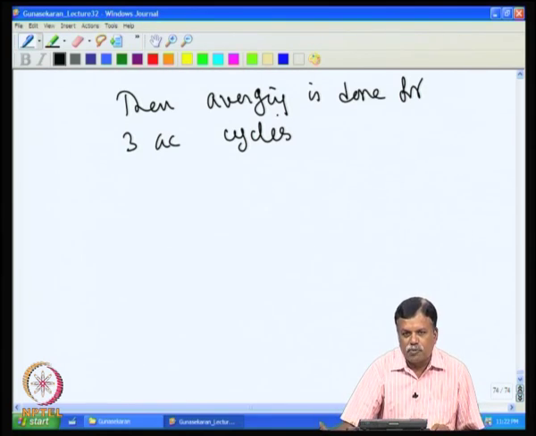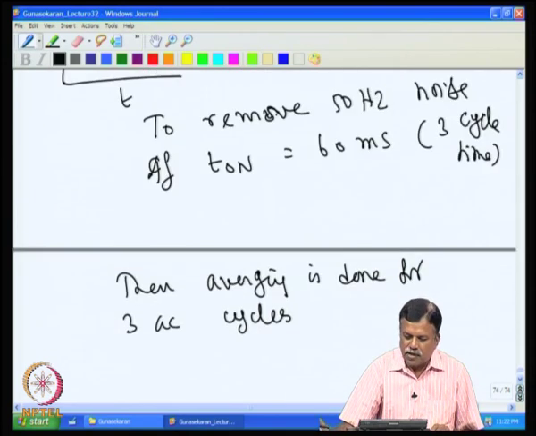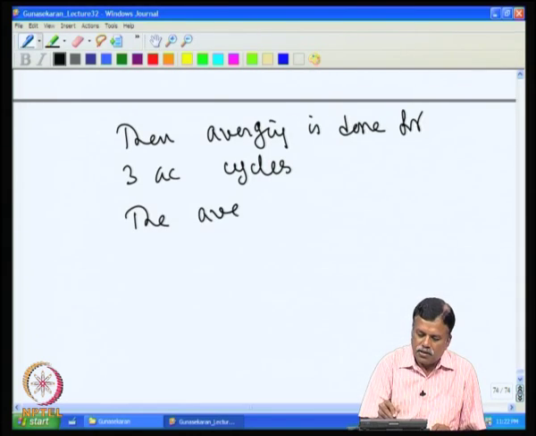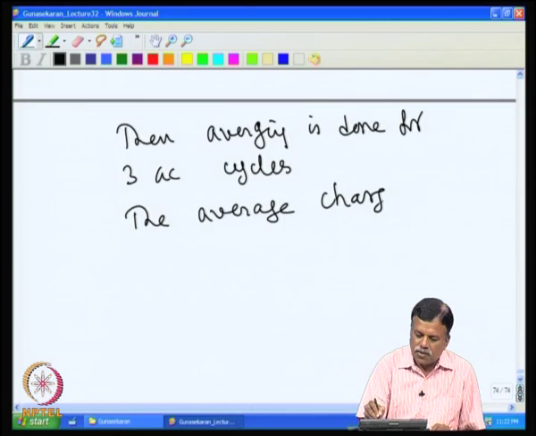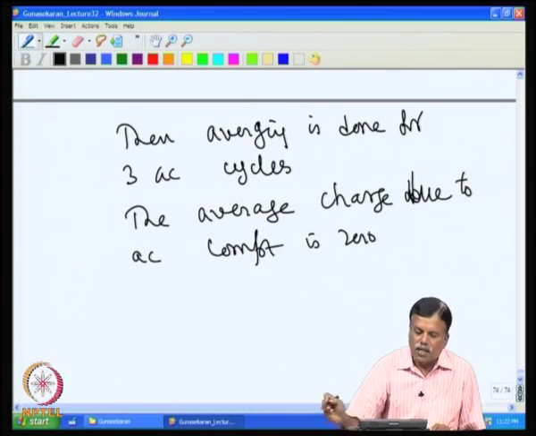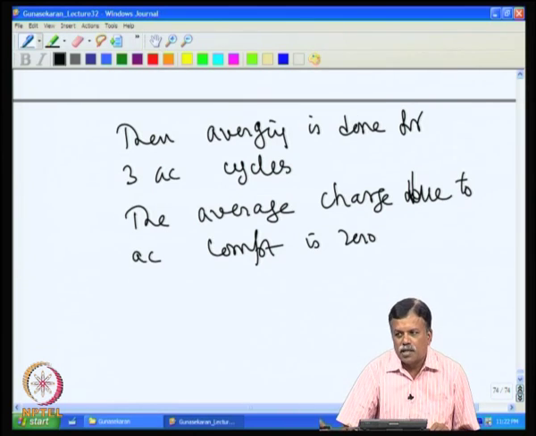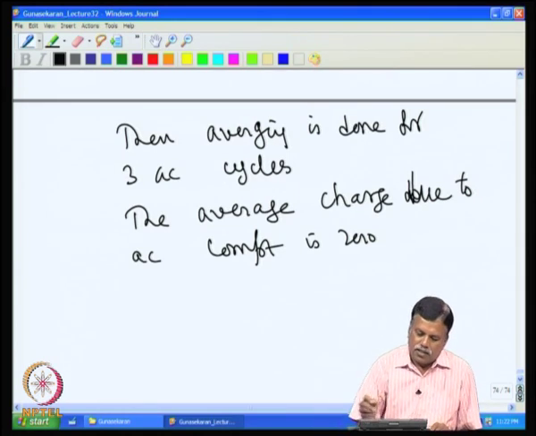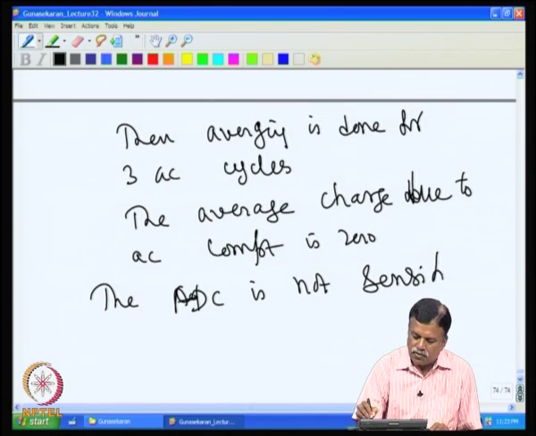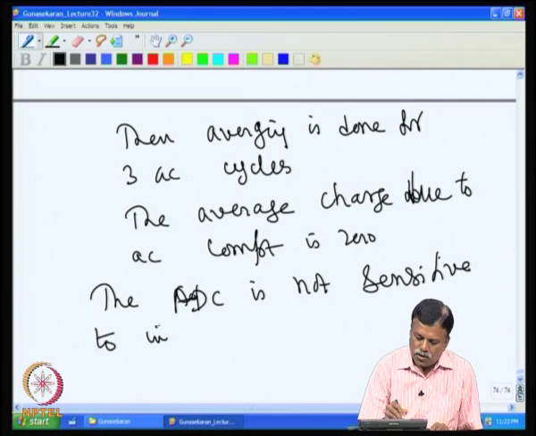This will make the output insensitive to noise, because the average charge due to the AC component is 0. So, as long as T on is an integral multiple of the noise time period, the converter is insensitive to noise. So, the ADC is not sensitive to input noise.